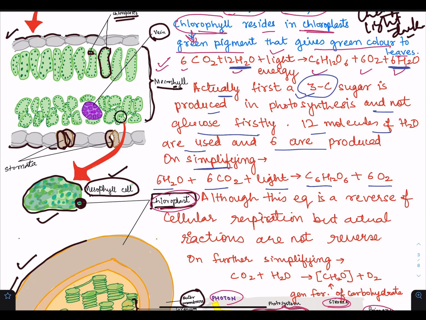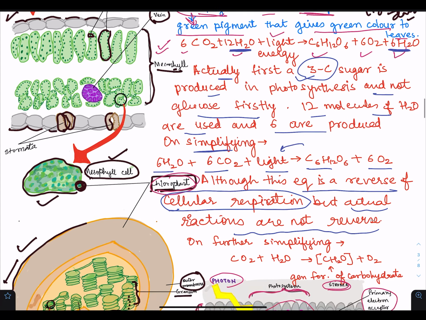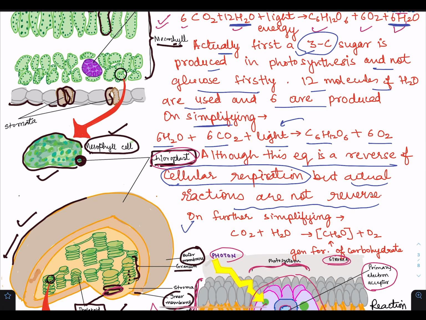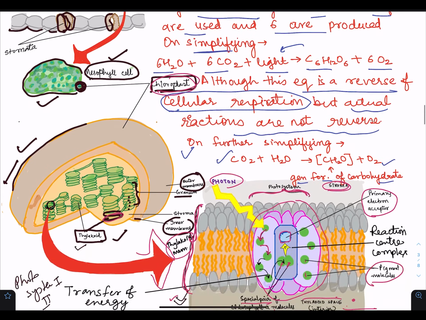This equation is actually a reverse of cellular respiration, because the reverse of this happens in cellular respiration. That is true, but the actual reactions are not the reverse. If we further simplify this equation, we get CO2 plus H2O gives CH2O, which is a general formula of carbohydrates, plus O2.